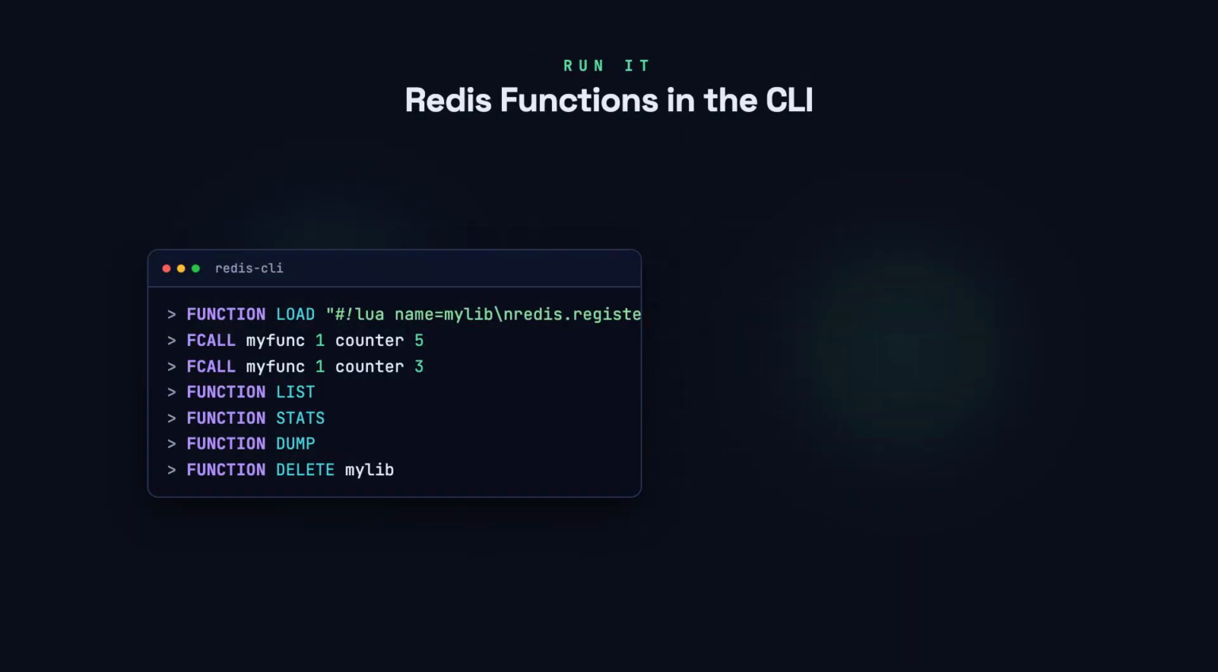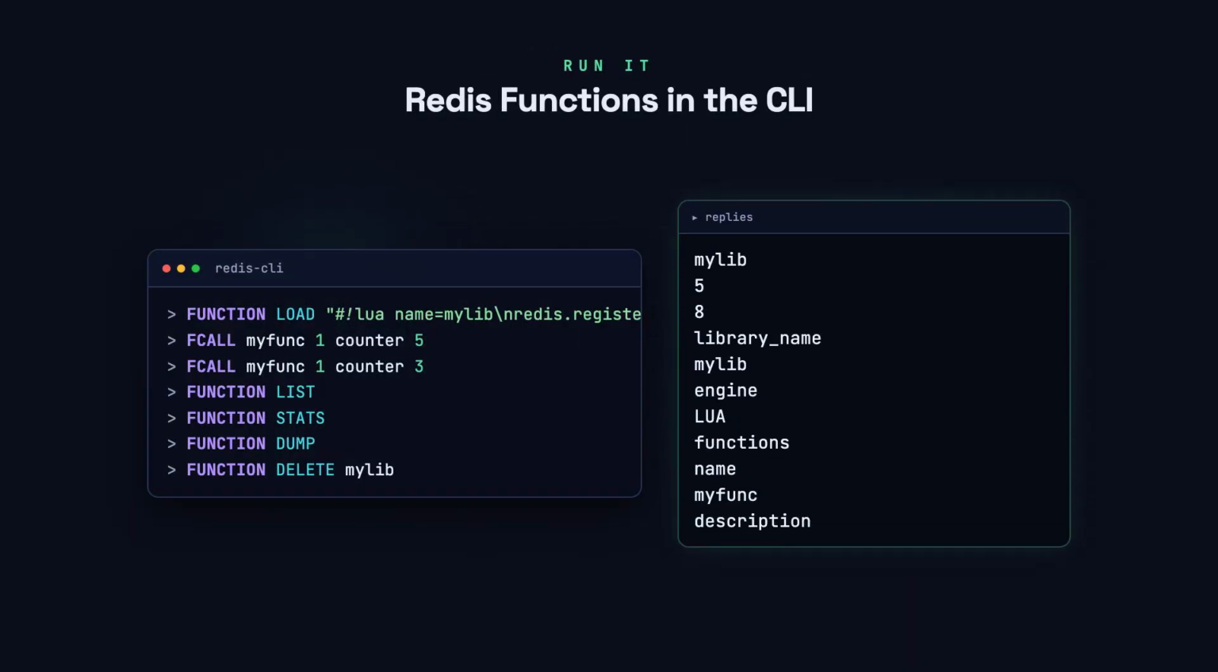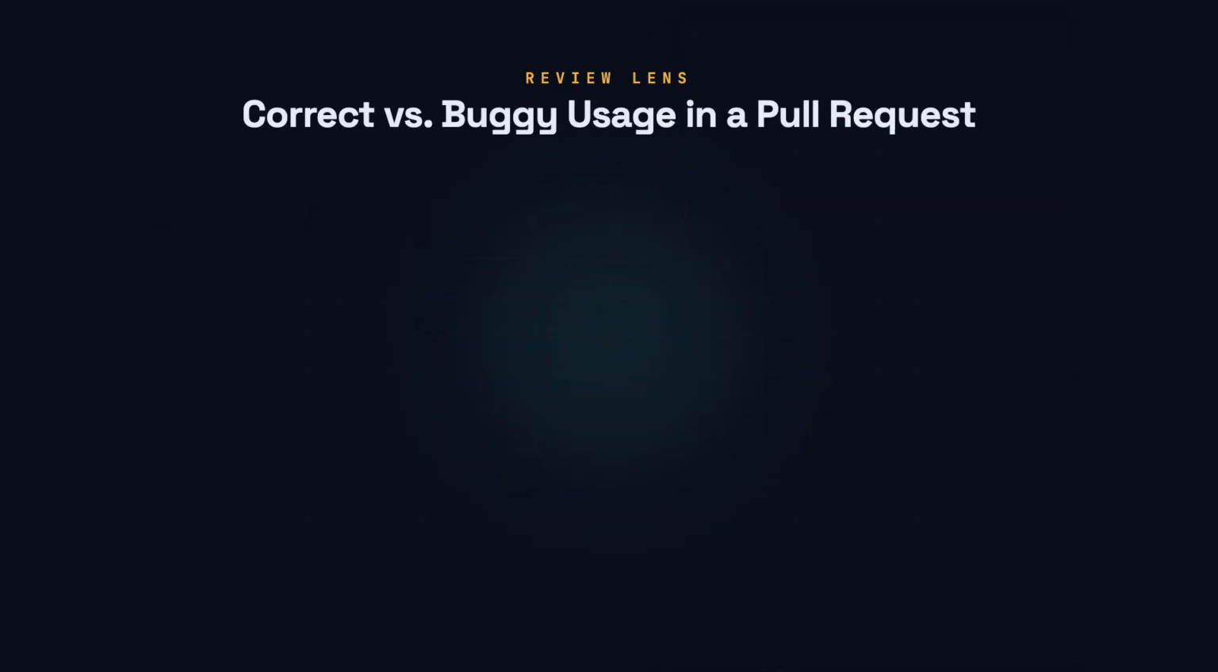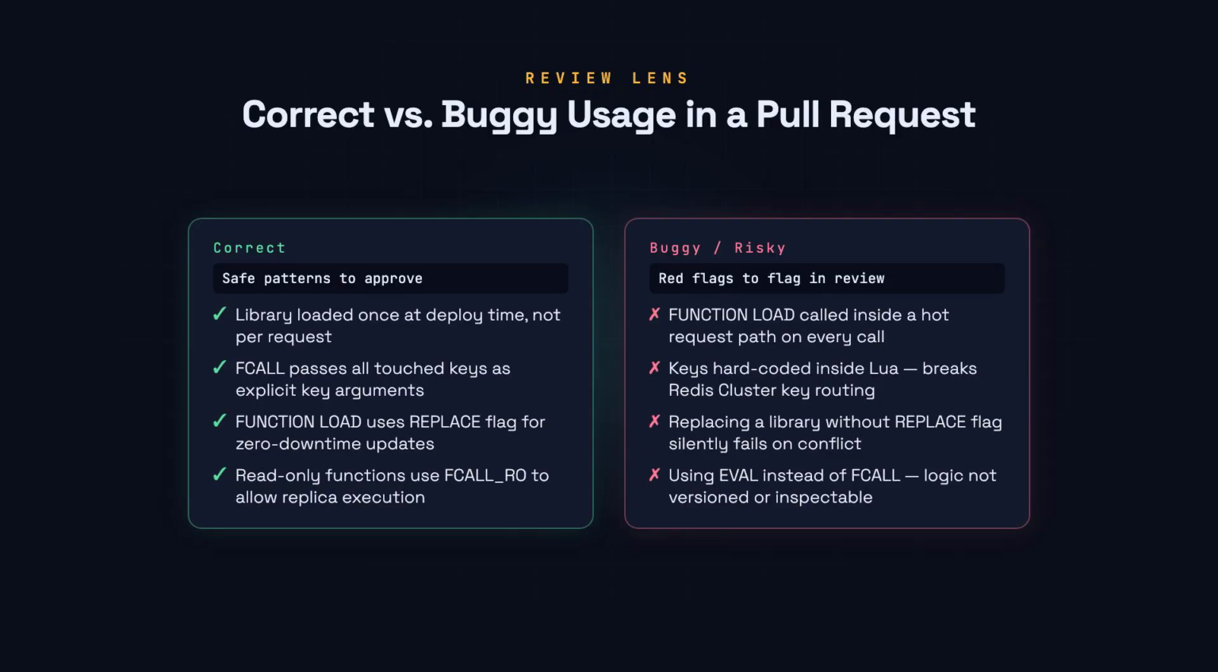We load a library called mylib containing one function, myfunc, that runs INCRBY atomically. Then we call it twice, inspect all libraries with FUNCTION LIST, check runtime stats, dump for backup, and finally delete the library. When reviewing a pull request, check that the library is loaded once at startup, not on every request.